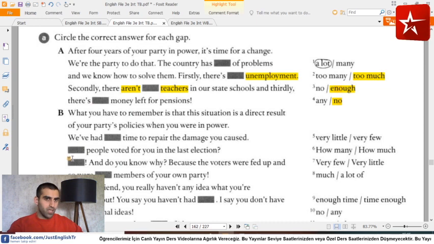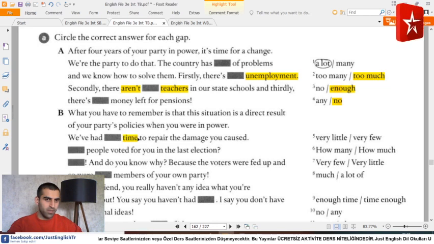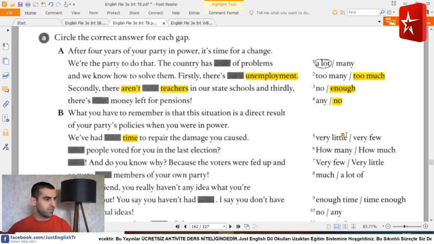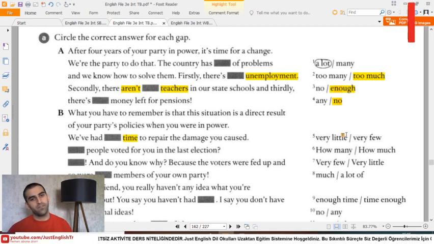And part B. What you have to remember is that this situation is a direct result of your party's policies when you were in power. We have had blah blah blah time. Okay, time is a keyword here, it helps you find the correct one. Very little or very few. The thing you should pay attention to is the noun here. If the noun is countable, we should use very few. If the noun is uncountable, we should use very little.